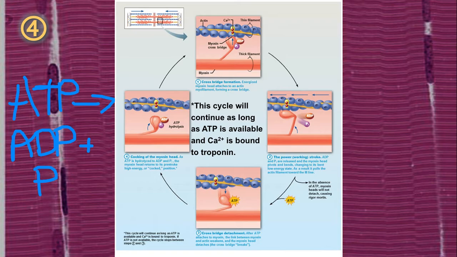Then it binds to ATP and releases. The ATP is hydrolyzed to ADP and phosphate. It straightens back out. It binds to the actin. You release ADP and phosphate, and it bends again. Then you bind to ATP, and it releases. You hydrolyze ATP, it straightens, and this process will keep going and going and going as long as there's ATP and as long as there's calcium.